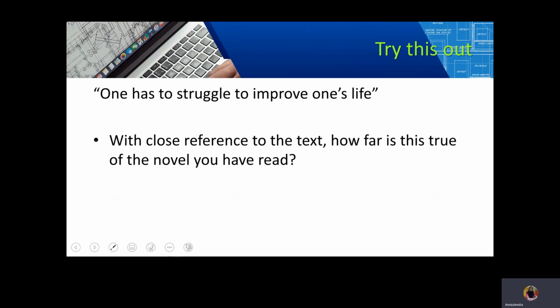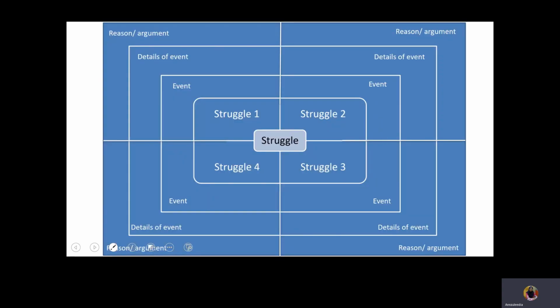All right, now the next step is to try this out, whether you can answer the question using the 4 square strategy by yourself. Okay, the question is, one has to struggle to improve one's life. With close reference to the text, how far is this true of the novel? Okay, this one might look a little bit challenging, all right? But anyway, just go ahead and try.